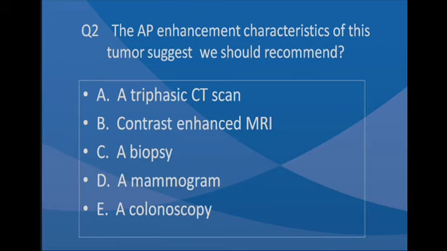So obviously, if you consider these possibilities, the triphasic CT scan and the contrast-enhanced MRI will both confirm the mass lesion in the liver, but they will not give us additional information. We could do a biopsy to get the answer, or we could perform a mammogram if we were suspicious of breast cancer, or a colonoscopy if we might be suspicious of a tumor of GI origin.